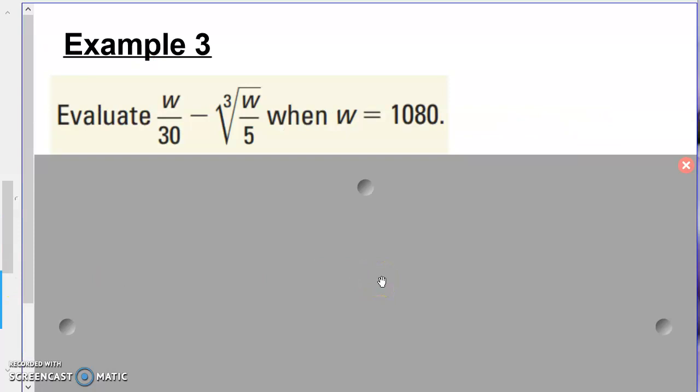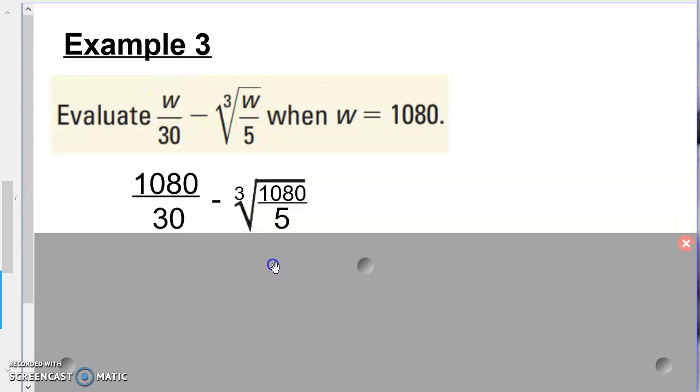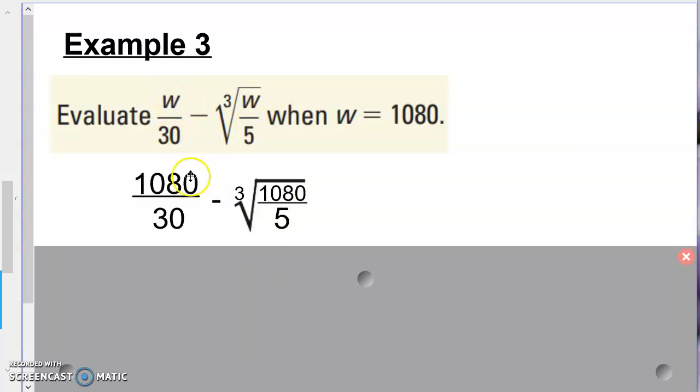Example 3. Now this one has you replacing W with 1080 in a couple of different spots. So I have to put 1080 in here for W and in here for W. So that's what I did first, is I replaced the W with the 1080. Now, of course, I'd want to start with this part.